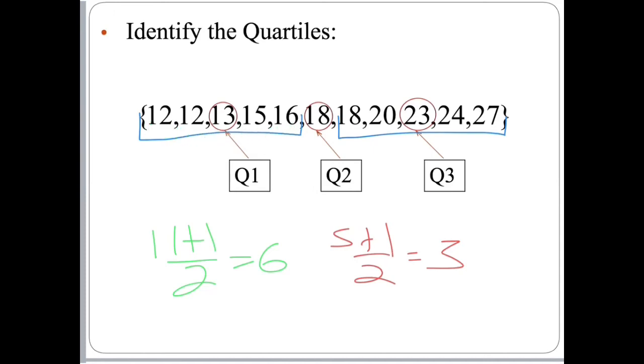I see 13 as the 3rd term both times, and doing the same process for Q3, again I have 23 being the 3rd term from either side. So now I have Q1, Q2, and Q3. To go ahead and use this information to create my box and whisker plot, I also want to identify the minimum value, which in this case is 12, and the maximum, which is 27. On a side note, just want to emphasize once again that we can do this because the data is in ascending order from least to greatest.